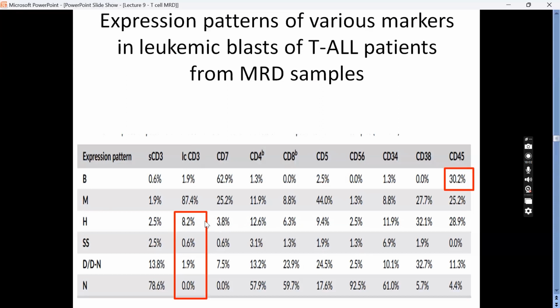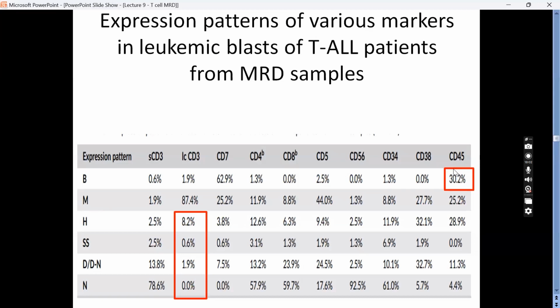I told you that. Okay, CD3 will be expressed brightly only in mature T cells. It will be weakly expressed in the cortical stage, and it will be negative in the early T cell stage. So in the early T cell stage it will be negative, and once it matures to the cortical stage, it acquires CD3 at a weaker intensity, and then when it becomes mature, CD3 is brightly expressed. So the expression of cytoplasmic CD3 and absence of surface CD3 indicates immature T cells.